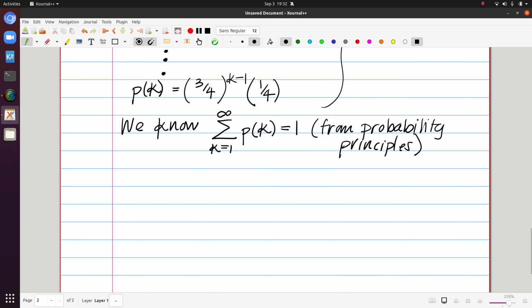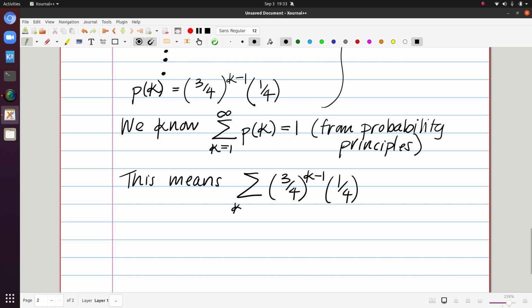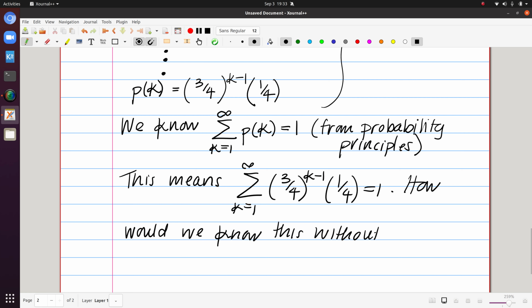So what we want to think about is that that's just due to the context, but in particular, that means that this sum from 1 to infinity must be 1. And this leads to the question, how would we know this without the context of probability? So that's what we're going to lead into now in the next several lectures, the discussion of infinite sums.